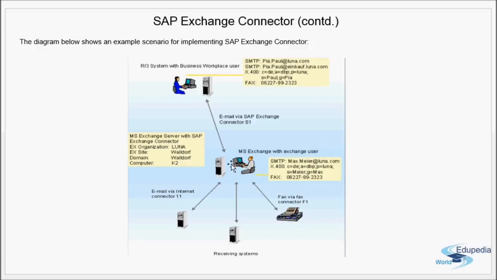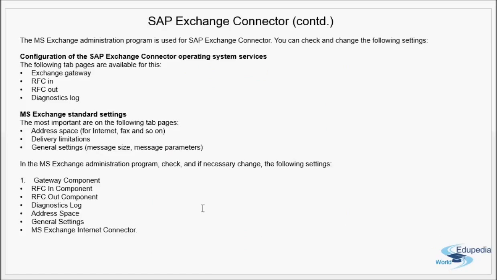Individually, the Exchange server will come to know whether this is an internet message or this is a fax message. From the SAP side, all that information will come, whether this is an internet message, a fax message, or a message sent to the Exchange server. That information comes from SAP via the Exchange connector. Then using this Exchange server, it's dispatched accordingly.